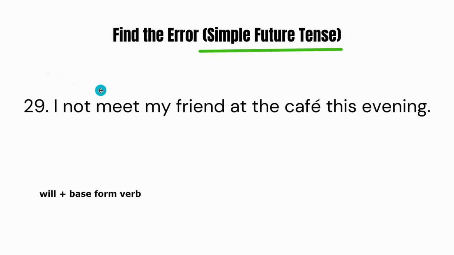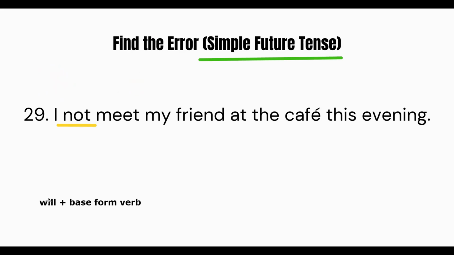29. I not meet my friend at the cafe this evening. Okay, and our mistake is right here. We're missing the word will. So we have to add it in and say, I will not meet my friend at the cafe. I will not. Or you could say, I won't. That would also be correct. I won't meet my friend at the cafe this evening.